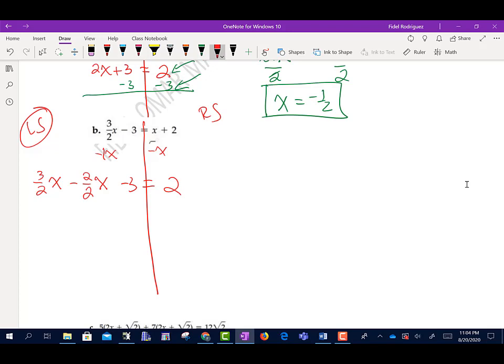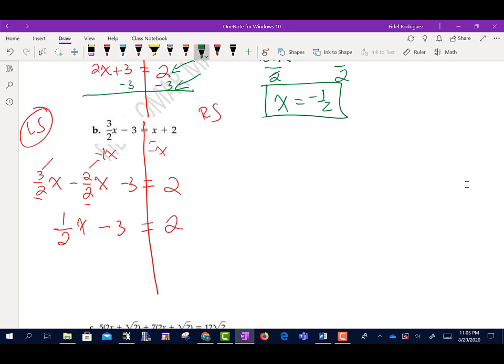Now the reason 2 over 2, remember, it's the same thing as 1, right? I wanted to do that so that I would now have a common denominator, okay? So the denominators stay the same. 3 minus 2 gives me a 1x. It's a minus 3, Omar, not a plus 3. So put a minus 3 right here. Okay, there we go. Equals 2.